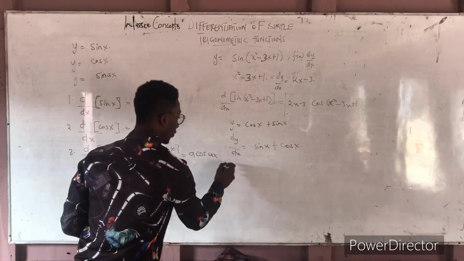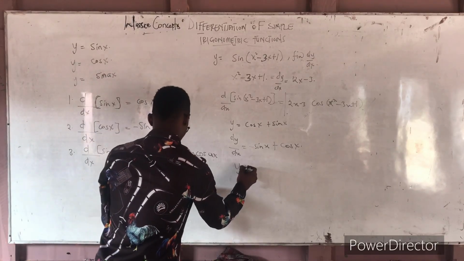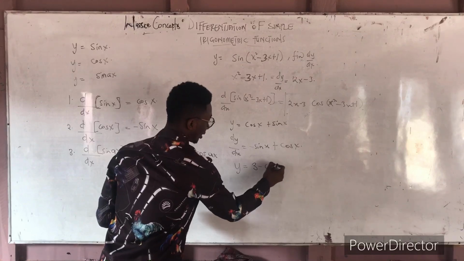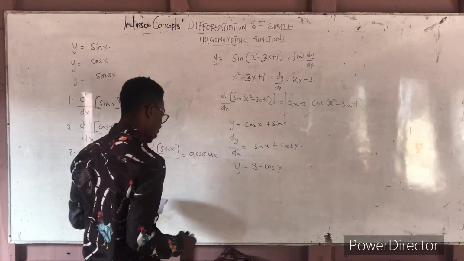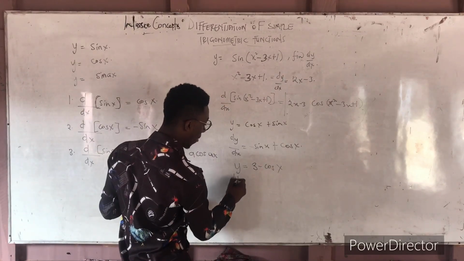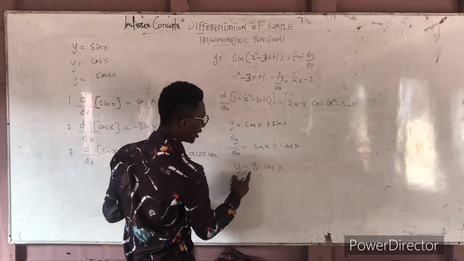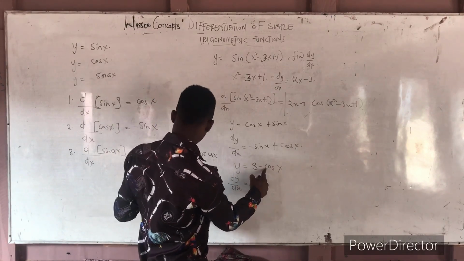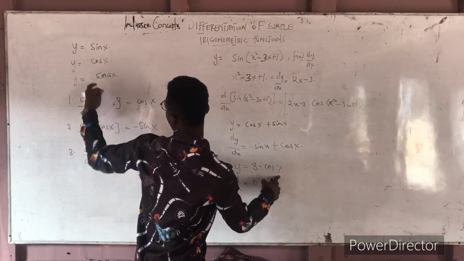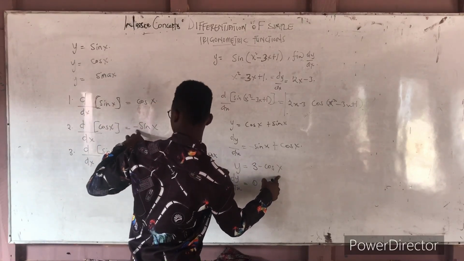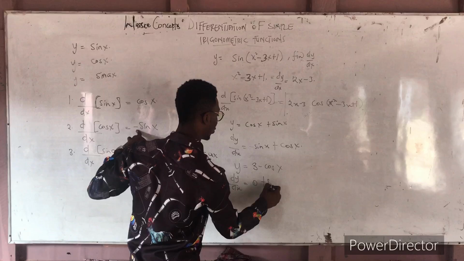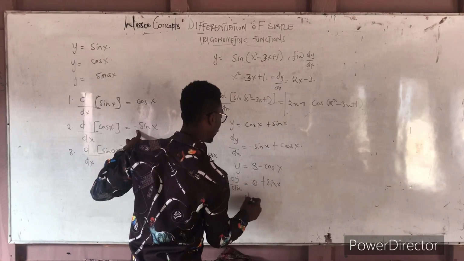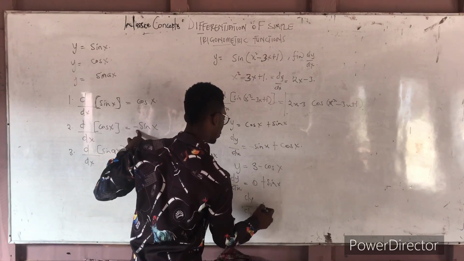And the last example, if you have y is equal to 3 minus cos x, we want to find dy/dx. Anytime you find the derivative of a constant like 3, it is 0. And the derivative of minus cos x is minus of negative sine x, which gives you positive sine x. So therefore the derivative dy/dx is equal to sine of x.